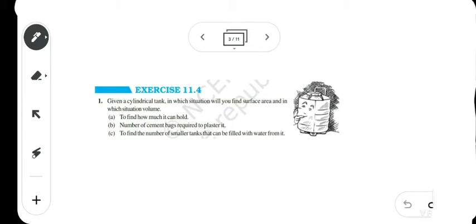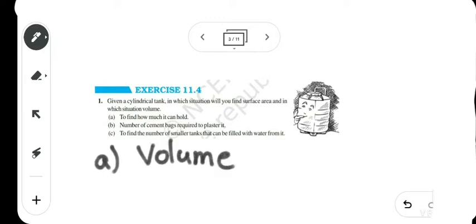When we are talking about how much something can hold, suppose a vessel, how much water it can hold, then obviously we are going to find volume. So A part answer is volume. You can write just the answer in one word, that is what you have to find. Second, number of cement bags required to plaster. See here you can see this is a cylindrical tank. How much it can hold, how much water or how much oil it can hold, means its volume we will find.